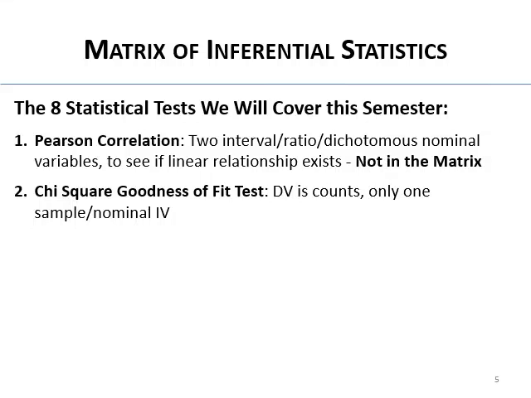There's something called the chi-square goodness of fit test, and this is when you've got a DV that counts only one sample, only one nominal IV. So you're just comparing across the counts of something. You want to know if they differ.